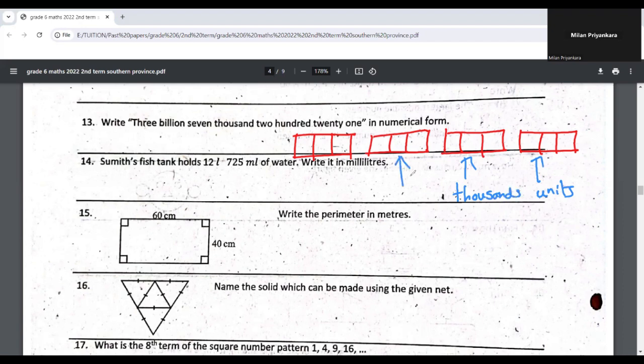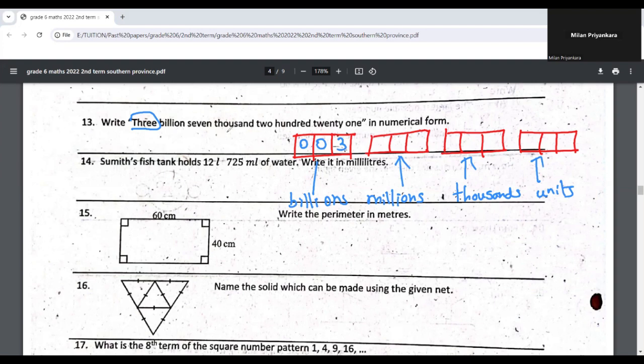And these 3 are millions. We write millions here, and these are billions. Now we can easily see how many billions. We can see 3 billion. So here we have to write 3, right?